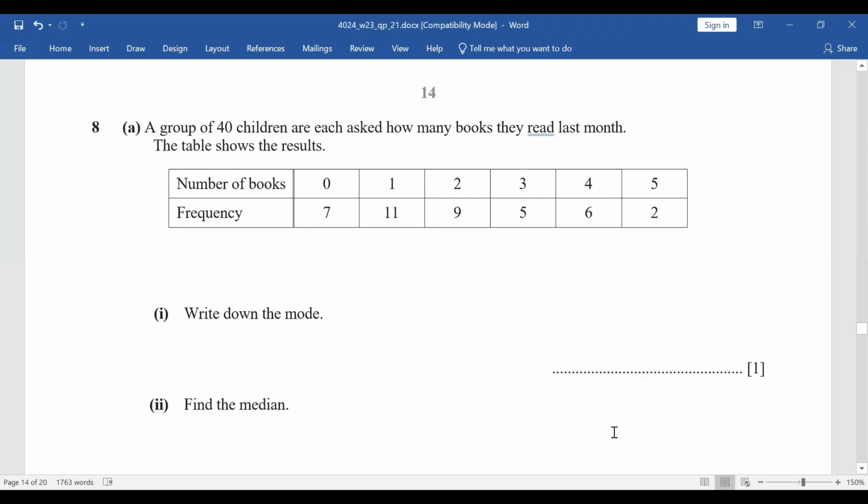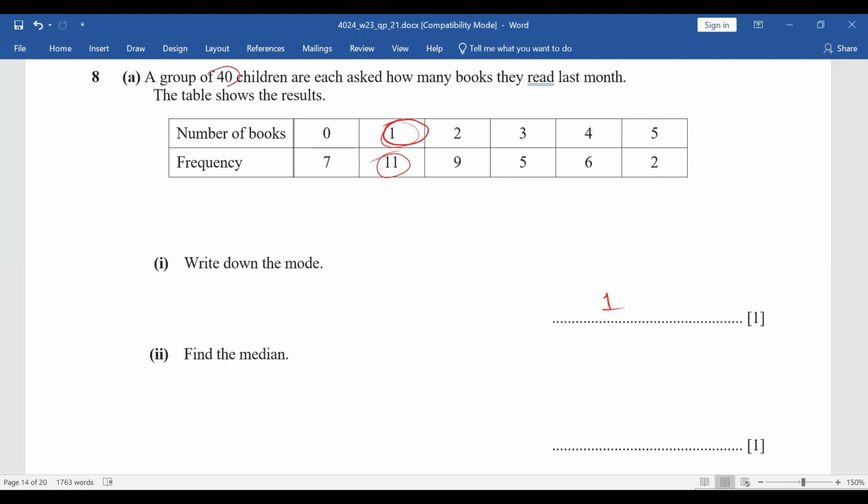Write down the mode. The mode is the highest frequency group. We can see that 11 students read one book each. So the number of books, that means 1, will be the mode.